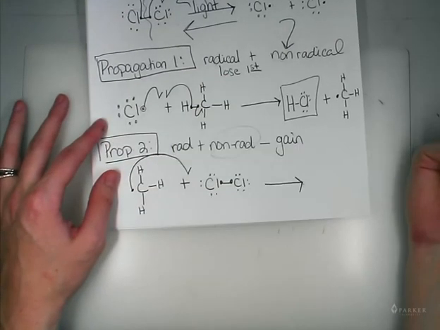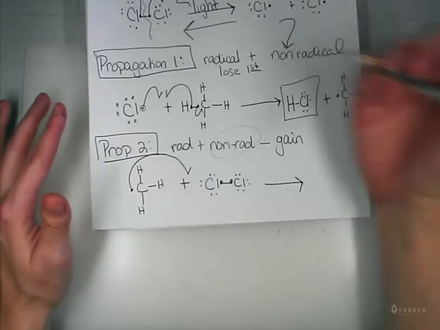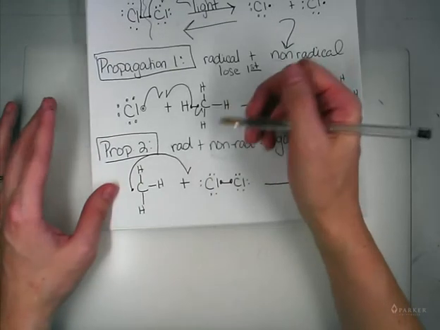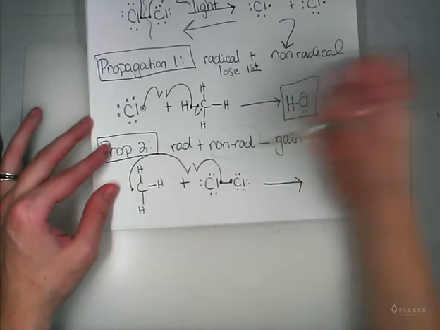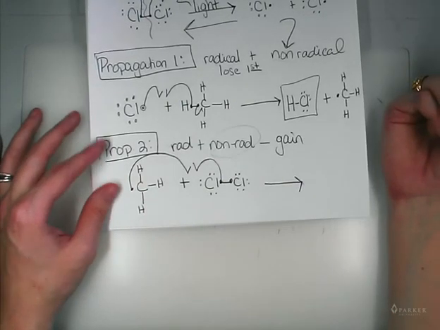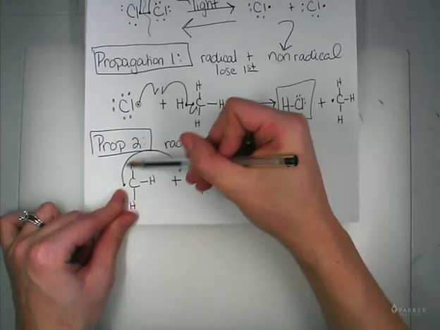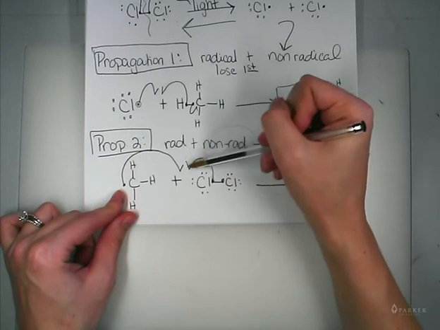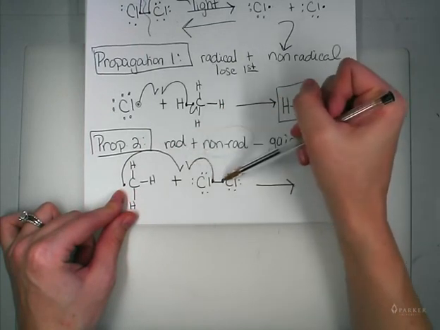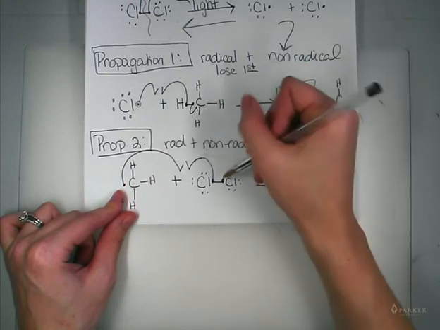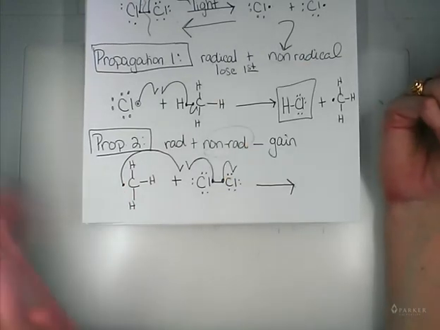So this is going to react. And react with what? What did you just say? Chlorine, one of the chlorines. So that carbon electron is going to join with this chlorine electron. Now what do you think happens with this chlorine electron here? It's going to just stay there, really.